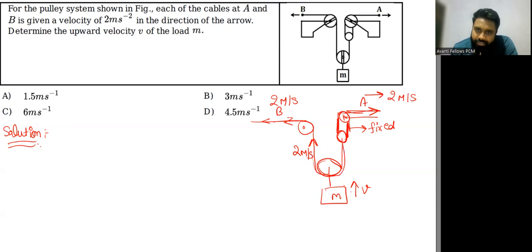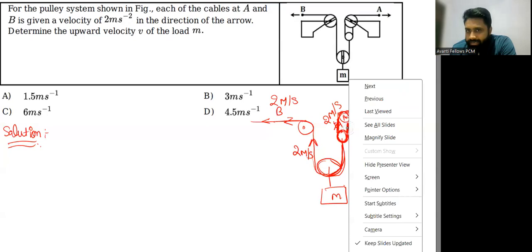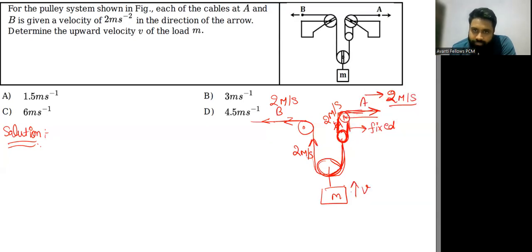Similarly, this is the same cable joining this point. But here is the movable pulley, so you cannot directly equate it. You have to find it out. Look, this is 2 meter per second, so definitely this end will also be moving at 2 meter per second, but this is a fixed end. So we know that this is pulley number 1.